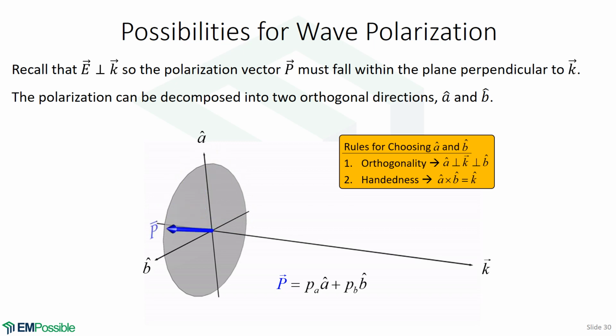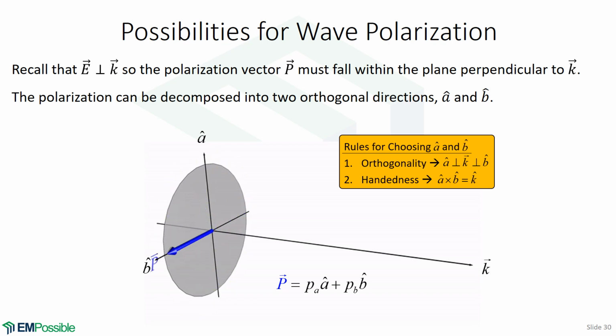So remember the rules for picking A and B. A, K, and B have to all be perpendicular to each other. There's also a handedness that we have to satisfy. A cross B, that cross product, has to be in the direction of K. If we don't do that, then we're going to get a negative sign where we don't want one. So any choice of A and B will work as long as it's satisfying those two rules.